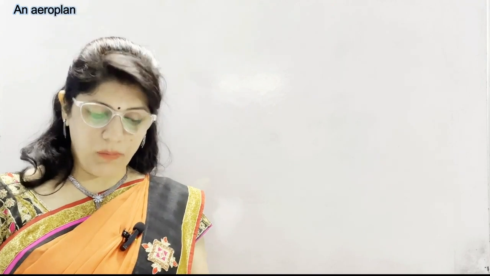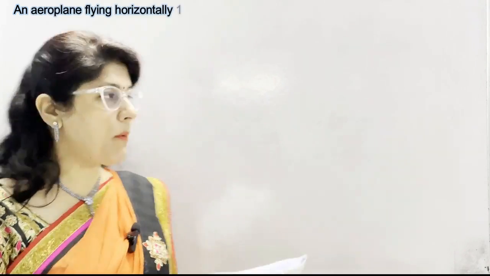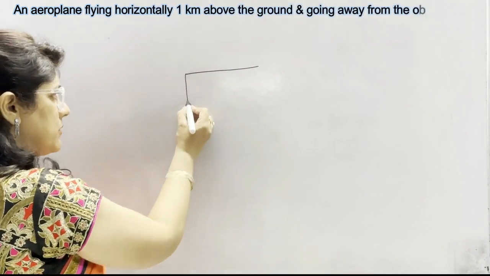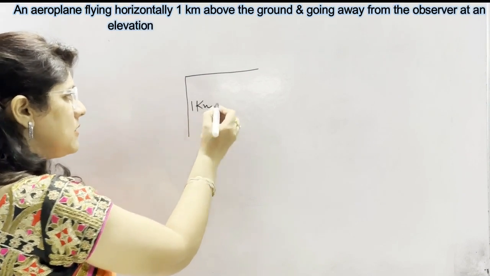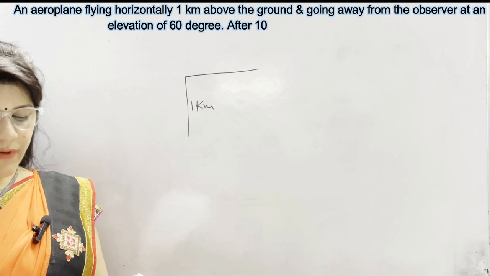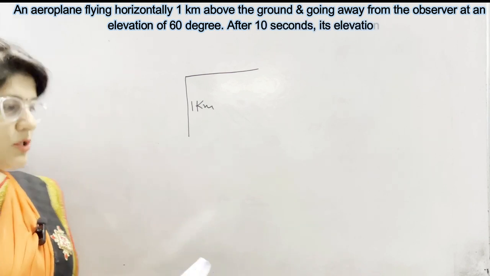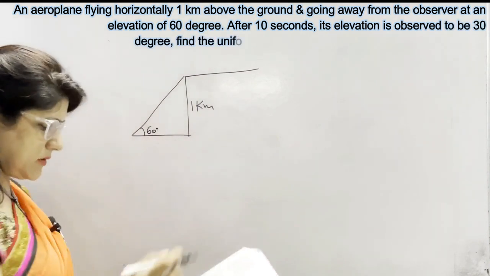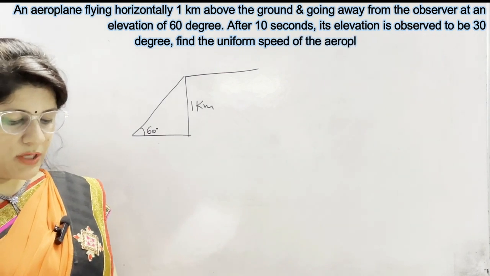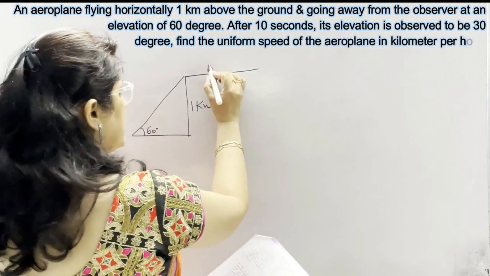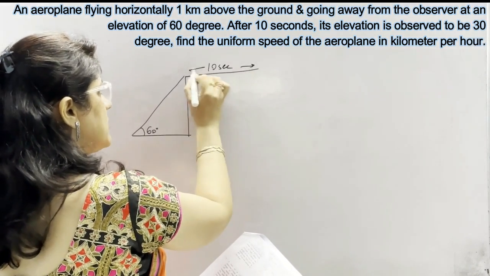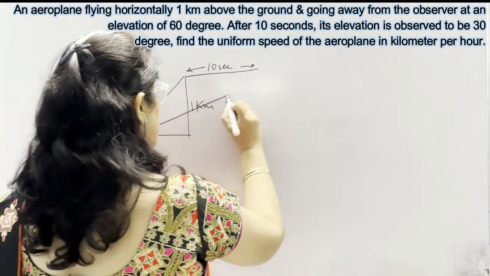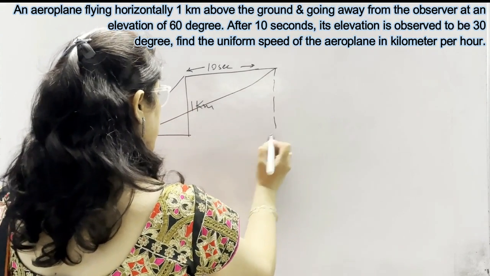In next question, an aeroplane flying horizontally 1 kilometer above the ground. So here this aeroplane is flying at 1 kilometer above the ground. This height is given as 1 kilometer above the ground and going away from the observer at an angle of elevation 60 degree. So suppose the observer is standing here and this angle is 60 degree. After 10 seconds its elevation is observed to be 30 degree. After 10 seconds, this is the time given, not distance. 10 seconds, this observation is changed and angle becomes 30 degree.